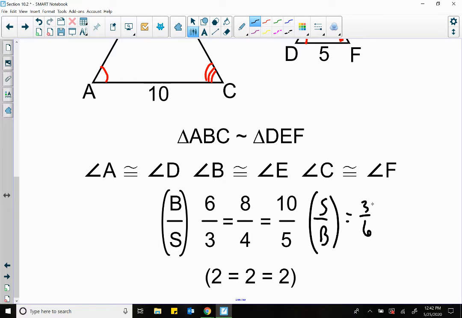3 over 6. I don't know why I put the equal sign in the front. That's weird. 4 over 8. 5 over 10. And that is still proportional because all these would have been a half equals a half equals a half. They're all still the same fraction.